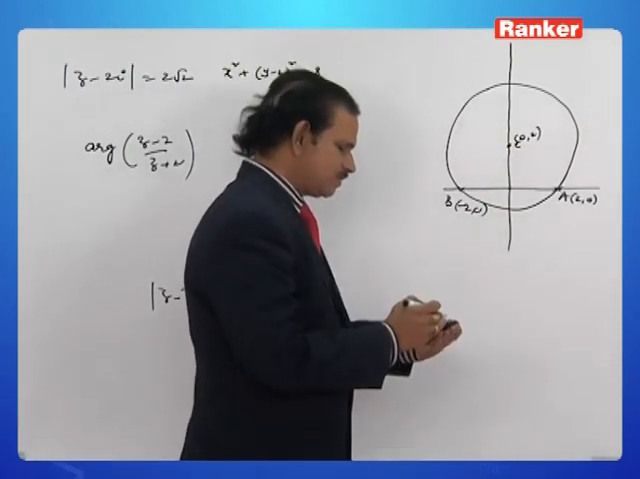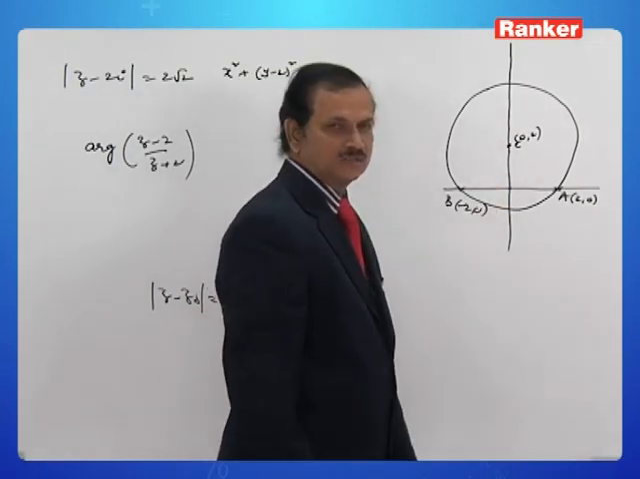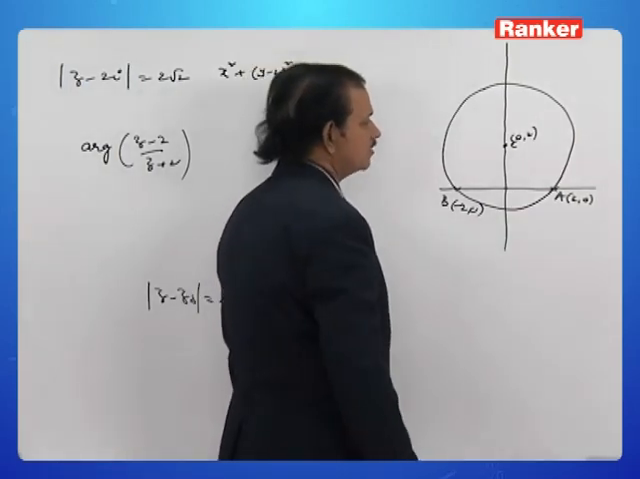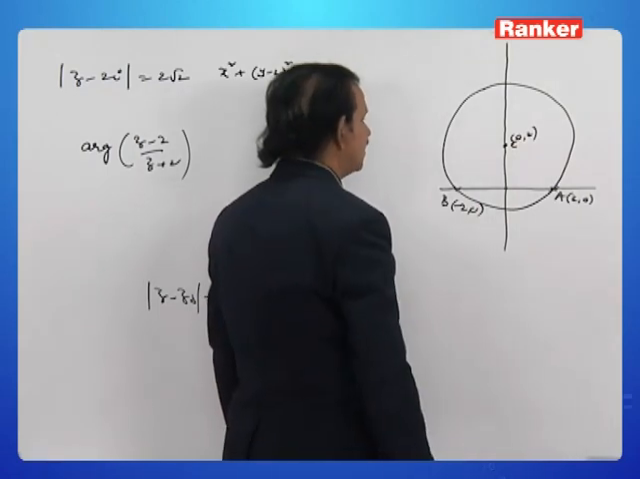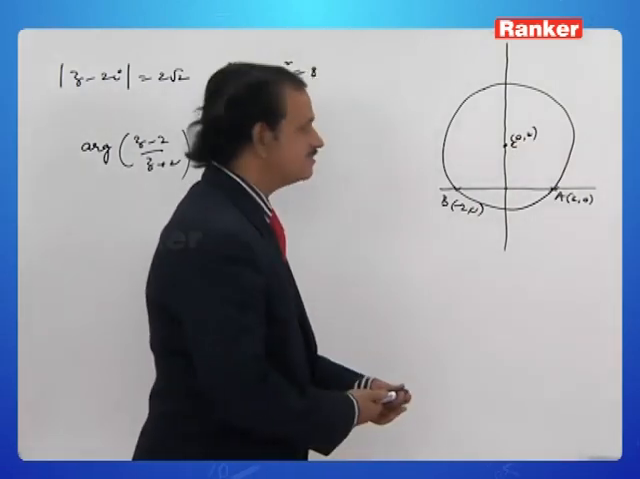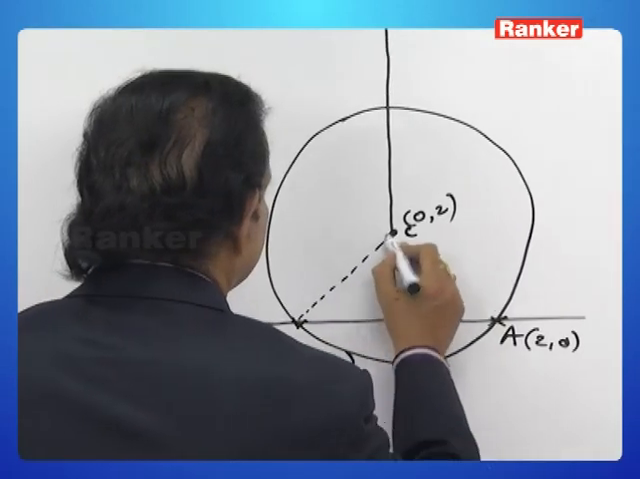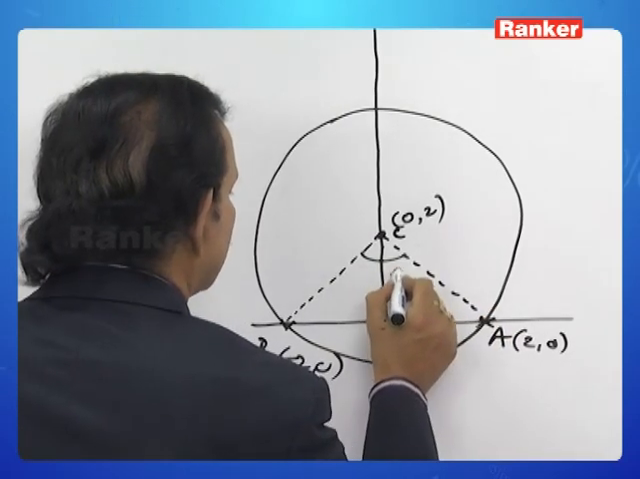It's very simple to notice that AB subtends a right angle at C. How and why? What is the slope of AC? Minus 2 by 2 is minus 1. What is the slope of BC? Minus 2 by minus 2 is 1. Hence, we are sure to say that this angle is pi by 2.